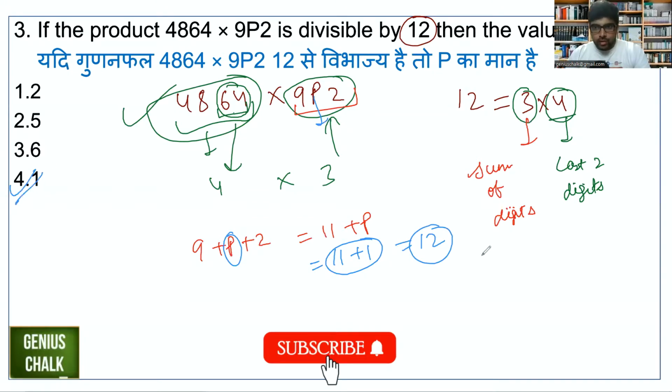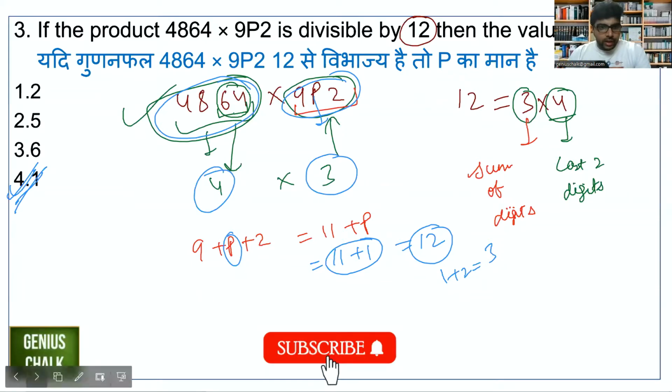That means if this is 12, now the sum of digits is 3. 1 plus 2, that means this number is now divisible by 3. This was already divisible by 4. That means our question is done. The answer is first option. I hope this is clear, right? Next.